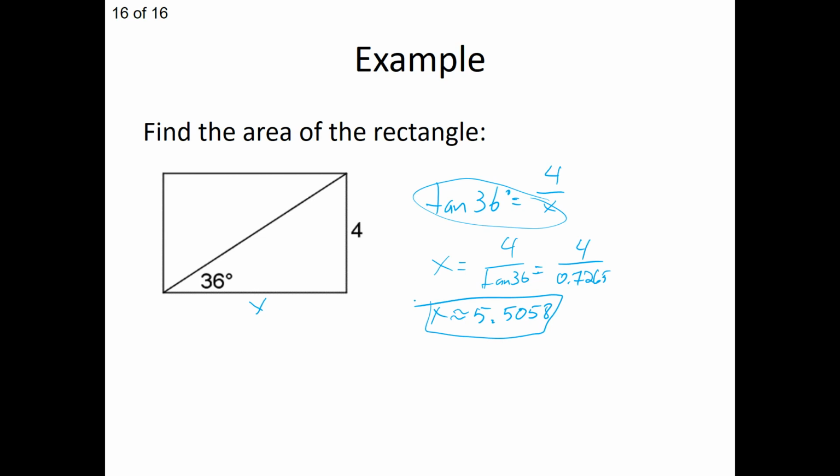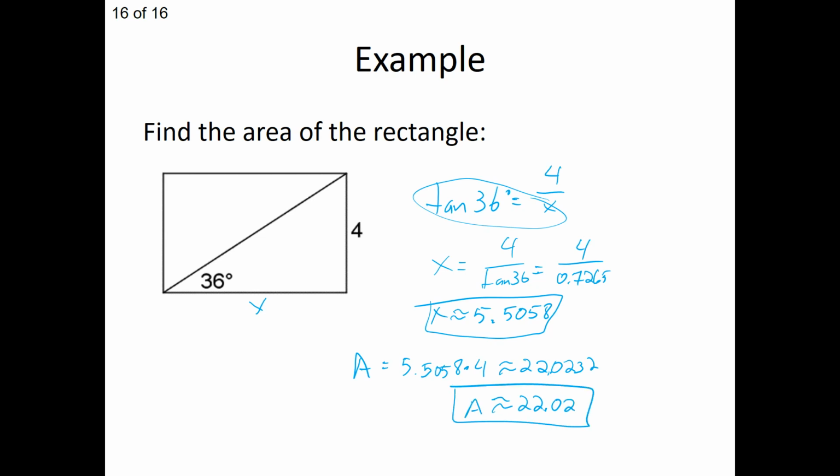So now that you have that second dimension, we can find the area of our rectangle by taking that dimension, 5.5058, times the second dimension that we were actually given, 4, and we get an approximation of our area to be about 22.0232. I'll go to the nearest hundredths place on that one, so I'll round that a little further to 22.02 is our approximate area of that rectangle.